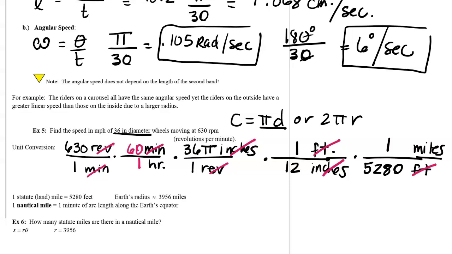And now what you can do is just multiply across the top. Make sure you put pi into your calculator. Multiply across the bottom, and then divide, and you have your conversion. So this ends up being, and we're going to round to 3 places, 67.473 miles per hour. And that is your conversion.